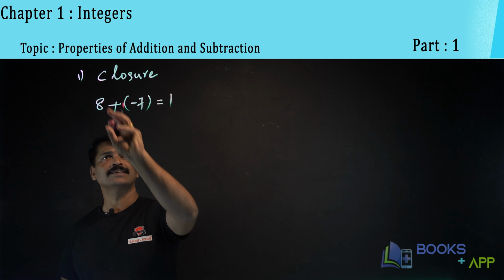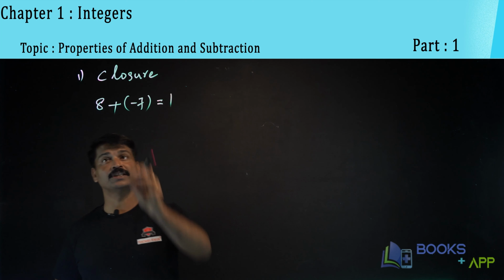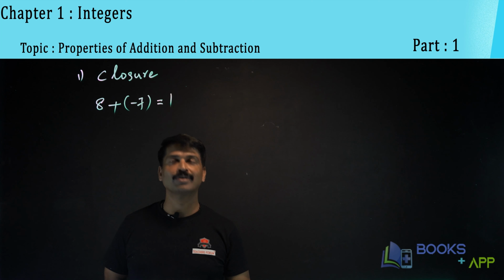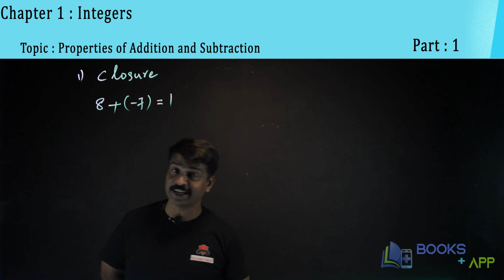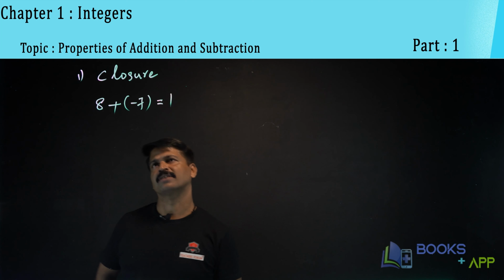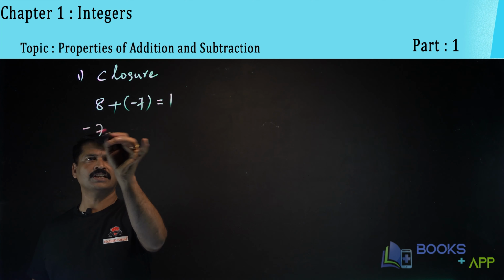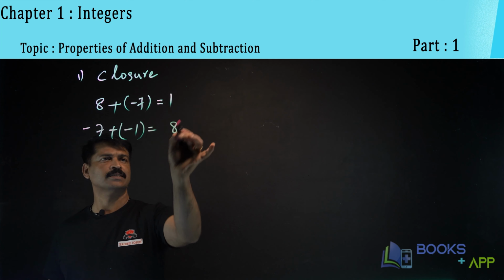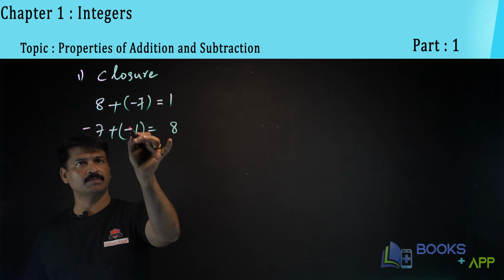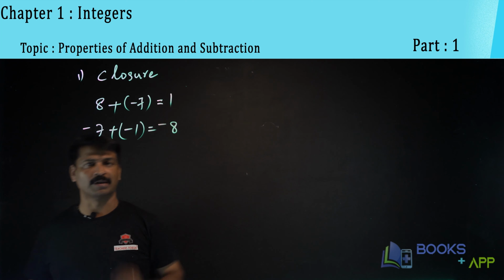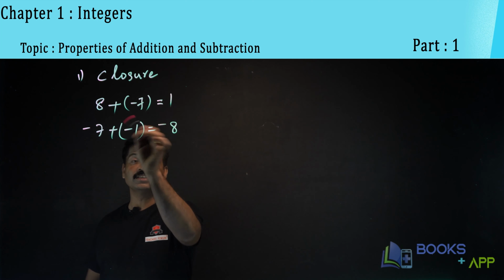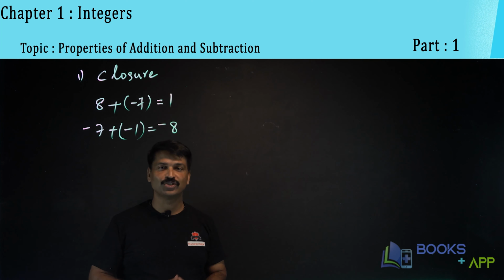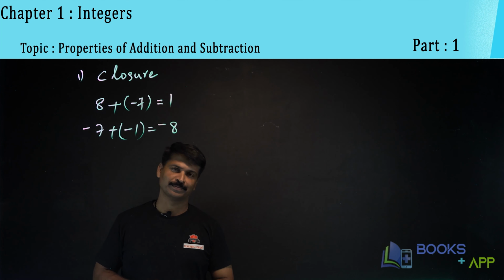So when you add two integers, whether positive or negative, the answer is also an integer. You see, you got 1 as the answer and that is an integer. Let us take some other examples. Minus 7 plus minus 1. What is the answer? 7 plus 1, 8. Put the symbol. It is a negative number, it is a negative number, so you should put the same symbol, minus 8. These two are integers, and when you add them, you again get an integer because minus 8 is an integer.